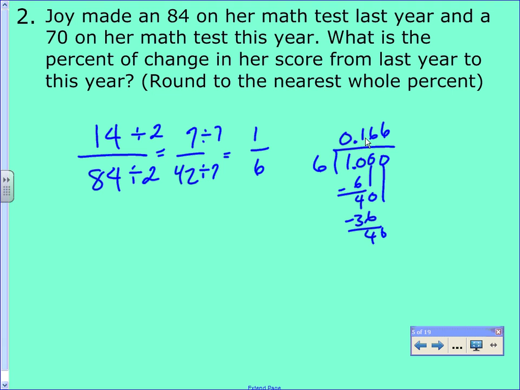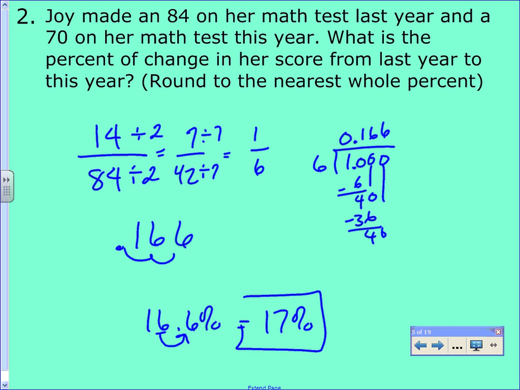Now I've gone 3 places after the decimal, which is all I need to round to the nearest whole percent. Because when I take that number, 0.166, and move that decimal over 2 times, I'm going to have 16.6%, which I round up to 17%. So the answer there is 17%.